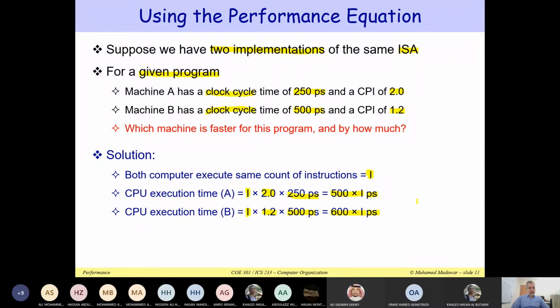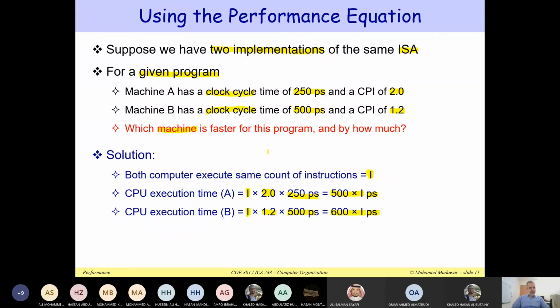A is better. Why? Because it takes less time than B. So less time means better, right? Yes. So clearly here, which machine is faster? When I say machine, it means which CPU. So here A is faster than B. That's the first answer.